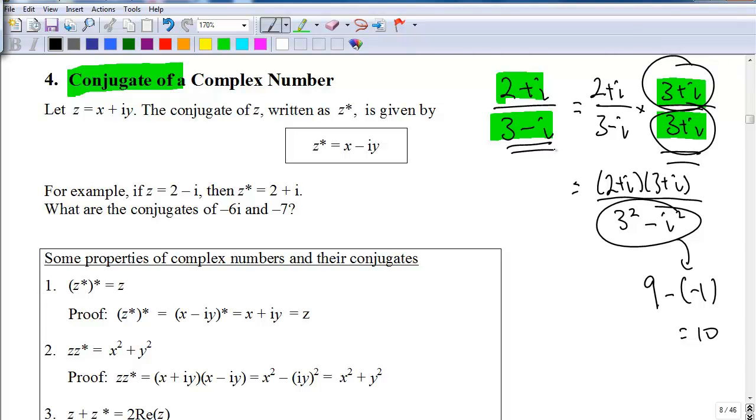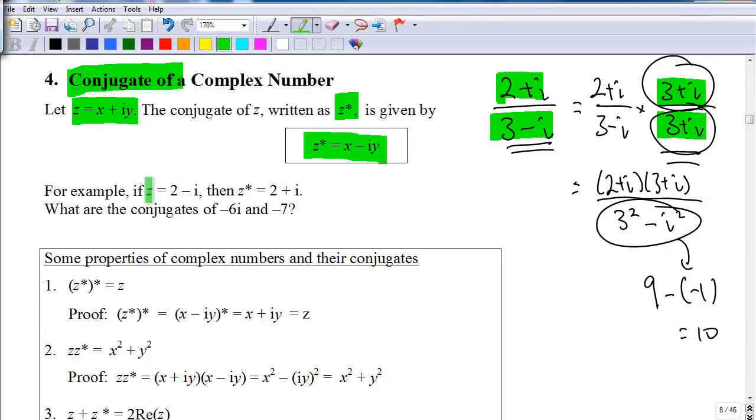So if you look at your notes, our notes define the conjugate this way. If I have a complex number called z, and z is x + iy, then the conjugate of z, written like this, z with an asterisk on top, is given by z* = x - iy. Of course, when we read z*, we will always say the conjugate of z.